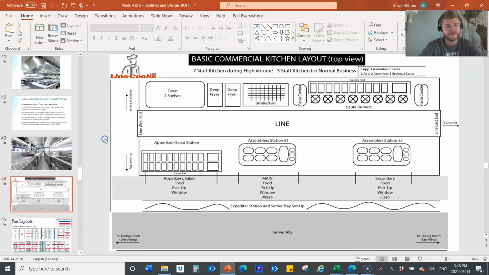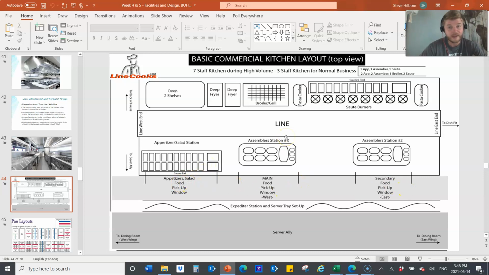So this gives you a little bit of a different view here of what that basic commercial kitchen layout would look like. It's very similar to what we just saw, where it's just a bunch of saute burners, some pasta cookers, a grill, some deep fryers and ovens on one side. So these are all of the things that would be required to be under a ventilation hood with a fire suppression. And then it's basically an assembly line on the other side, and then a pickup window as well.